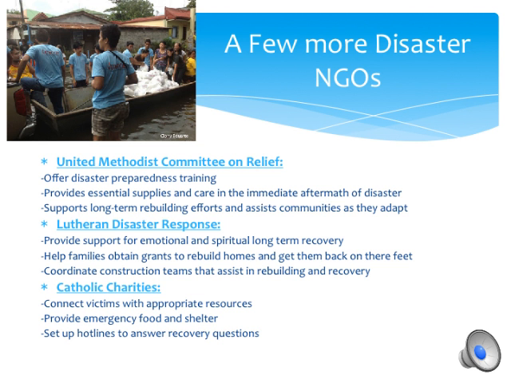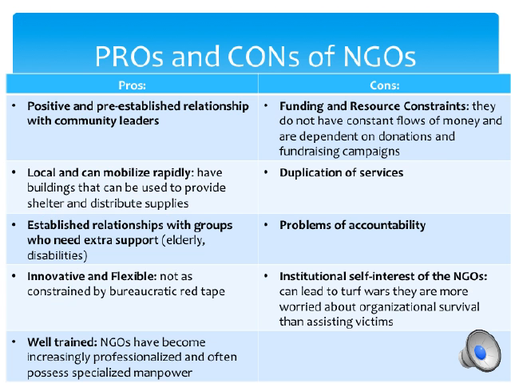There are thousands of NGOs that assist with disasters, but here are a few more with disaster-specific missions. The United Methodist Committee on Relief is one which offers disaster preparedness training. They provide essential supplies and care in the immediate aftermath of disasters. They support long-term rebuilding efforts and assist communities as they adapt. The Lutheran Disaster Response is another NGO that seeks to provide emotional and spiritual support for long-term recovery. They help families obtain grants to rebuild homes and get them back on their feet. And they also coordinate construction teams that assist in rebuilding and recovery. Catholic Charities is also another NGO active in disaster.